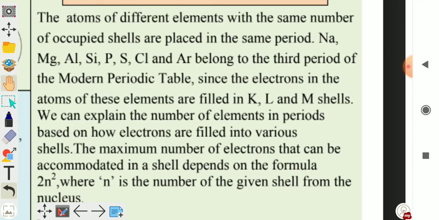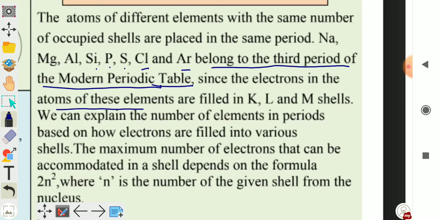Sodium, magnesium, aluminum, silicon, phosphorus, sulfur, chlorine, and argon belong to the 3rd period of the modern periodic table. All these elements are present in the 3rd period of the modern periodic table, since the electrons in the atoms of these elements are filled in K, L, and M shells, meaning all these elements have 3 shells.